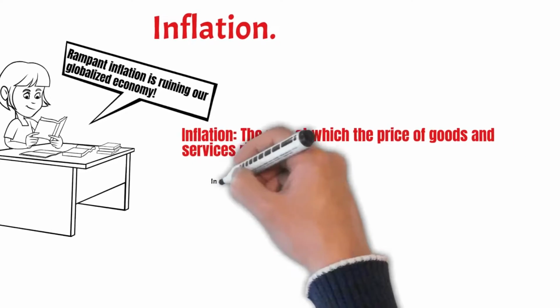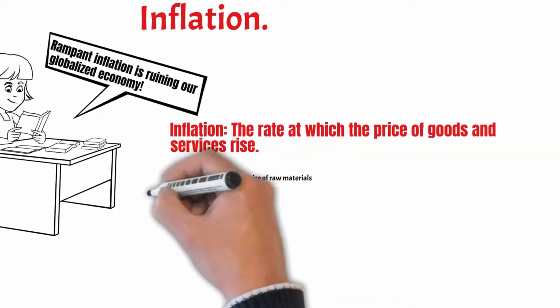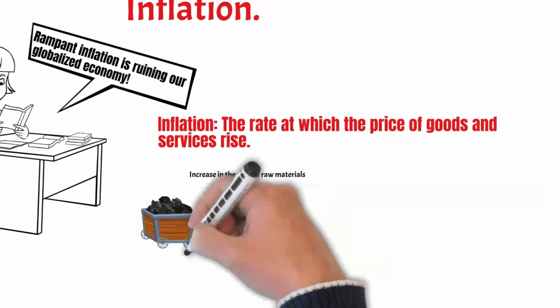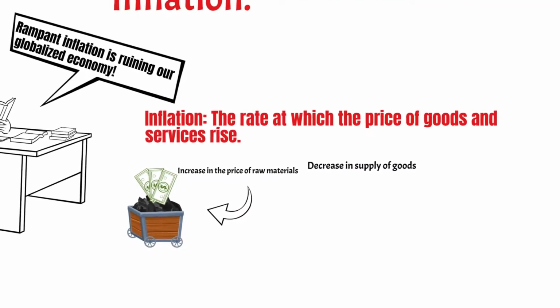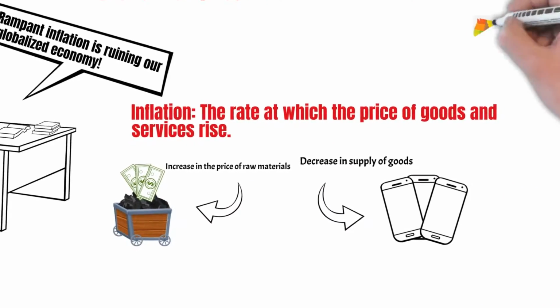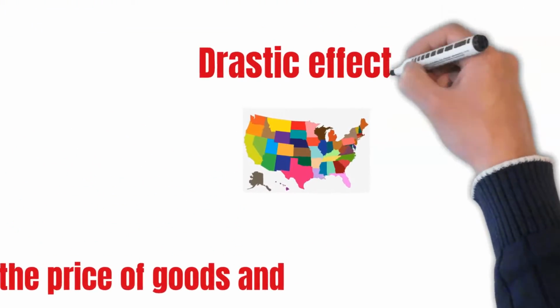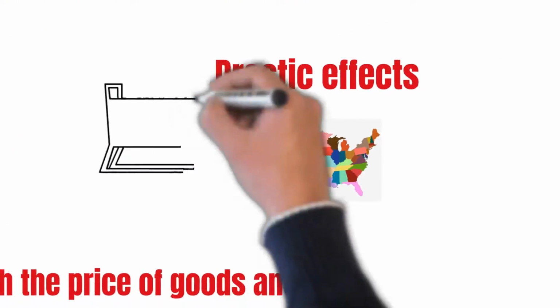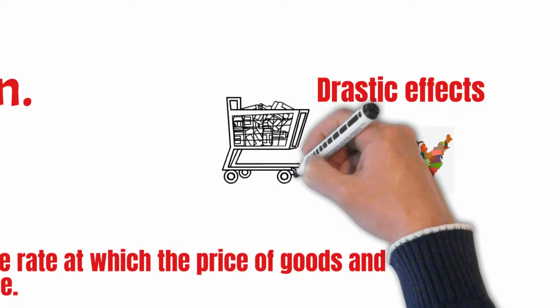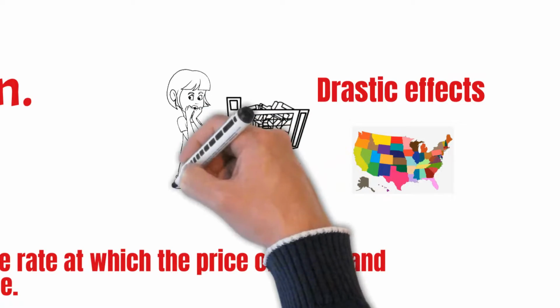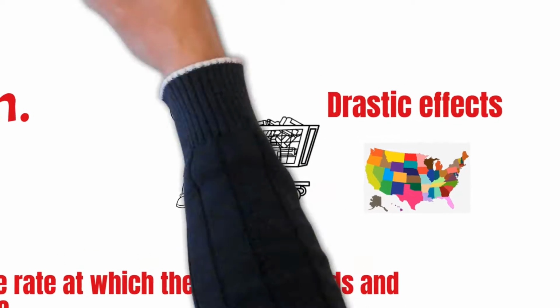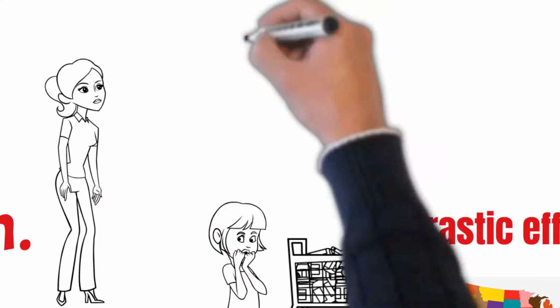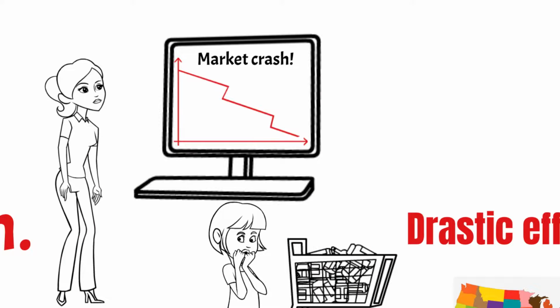This can be caused by a number of factors, such as the increase in the cost of raw materials or a decrease in the supply of goods. Whatever the cause, inflation can have a major impact on an economy. When prices start to rise, consumers may cut back on spending, which can lead to a slowdown in economic growth. Additionally, inflation can erode the value of savings and investments, as well as reduce purchasing power.